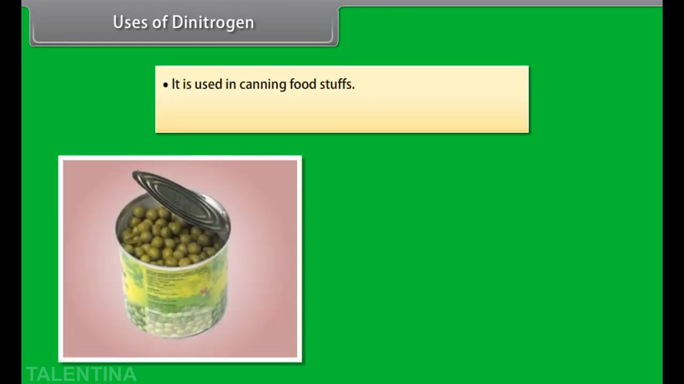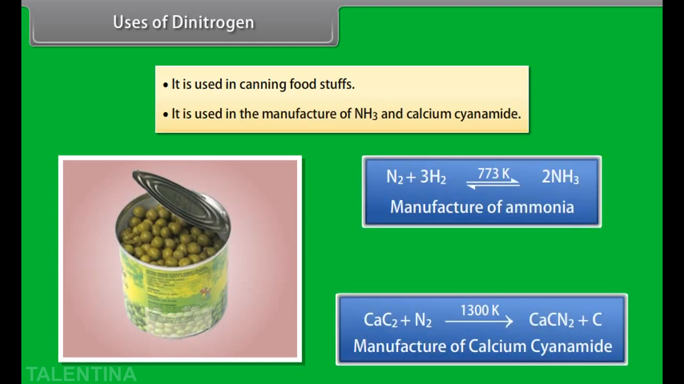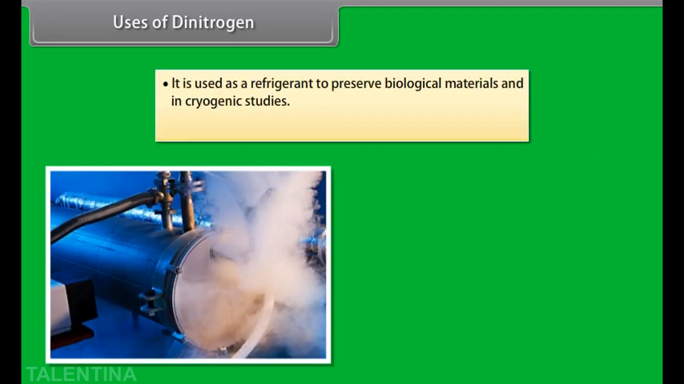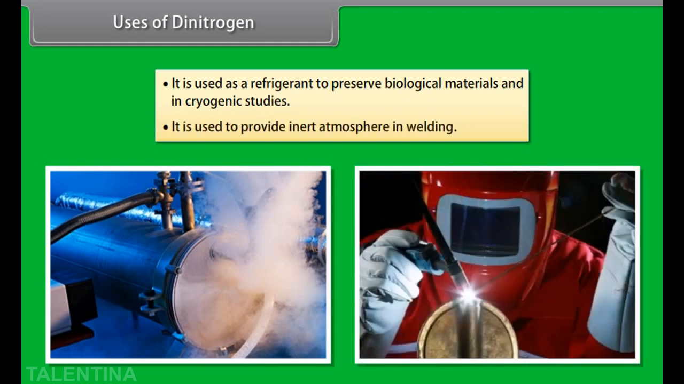Uses of dinitrogen. The important uses of dinitrogen are the following. It is used in canning foodstuffs. It is used in the manufacture of NH3 and calcium cyanamide. It is used as a refrigerant to preserve biological materials and in cryogenic studies. It is used to provide an inert atmosphere in welding. Ammonia.